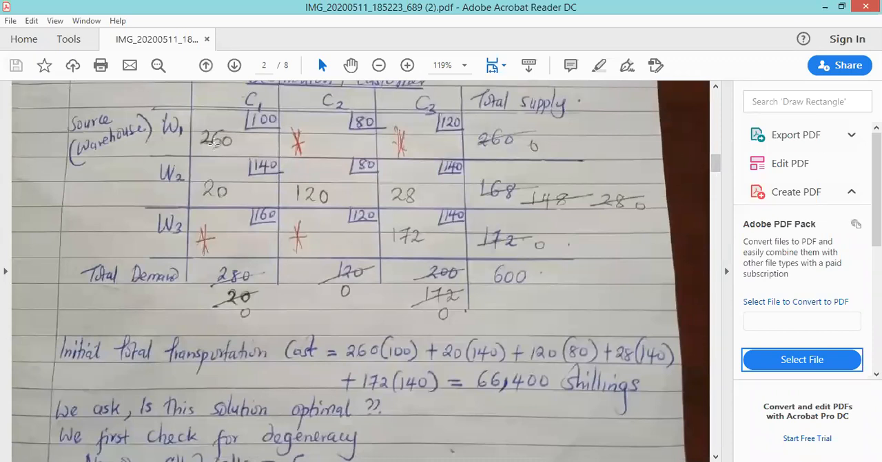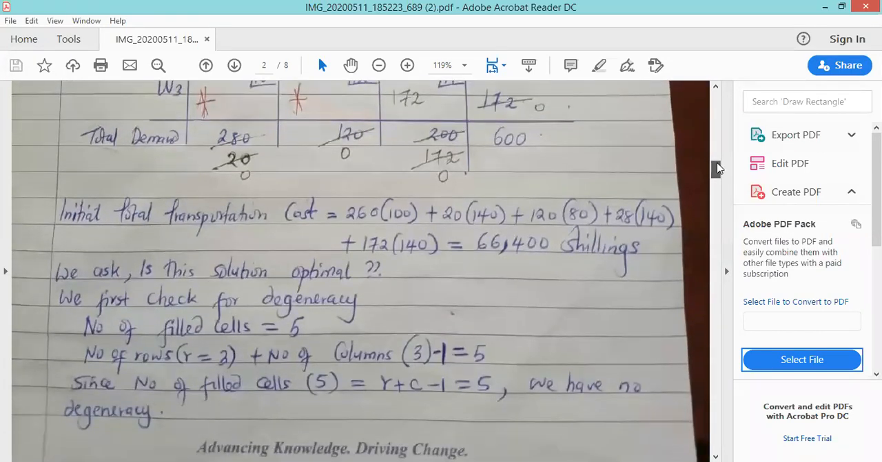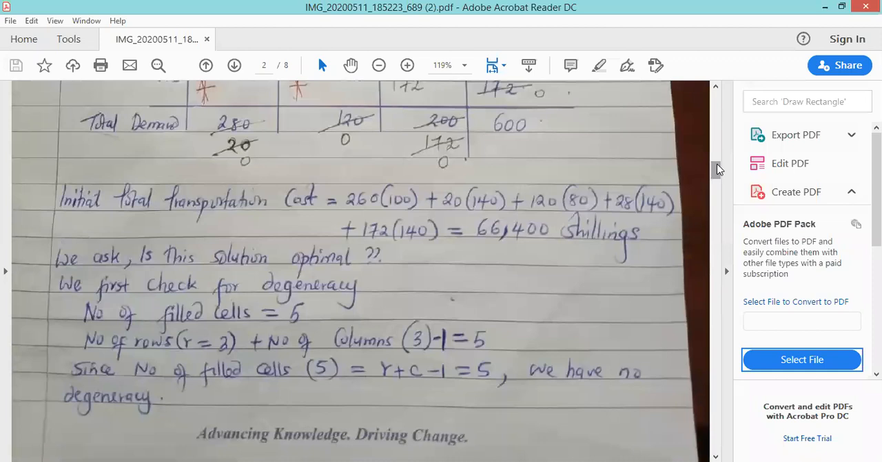There were 260 units, yeah. The unit cost is 100, which we have multiplied here. And we do the same up to the last point where we have 172 units transported at a unit cost of 140. And the total amount comes to 66,400 shillings. The question is, is the solution of 66,400 shillings as the transportation cost optimal? In other words, is it the lowest? Is it the figure we can call the minimum cost?